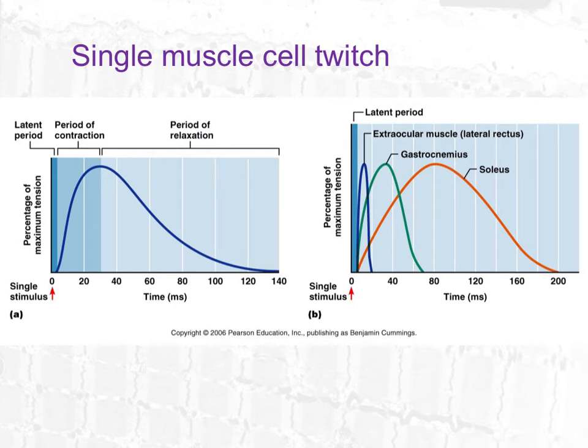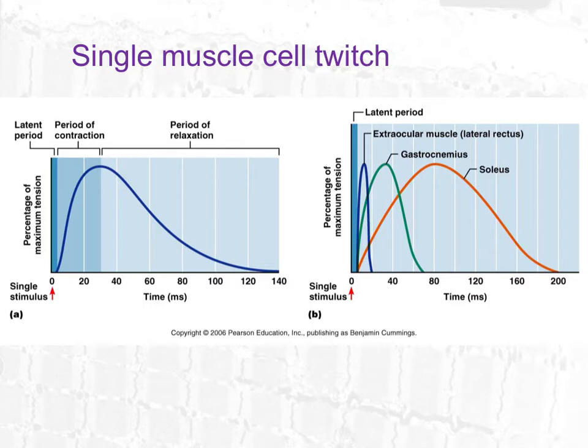So here you can see just a variety of muscle and their stimulation time periods. So here's just kind of a generic graph for a single muscle cell. So there's a latent period where everything is resetting, the sarcomeres are resetting. It contracts, and then the muscle relaxes. So this is just kind of generic.